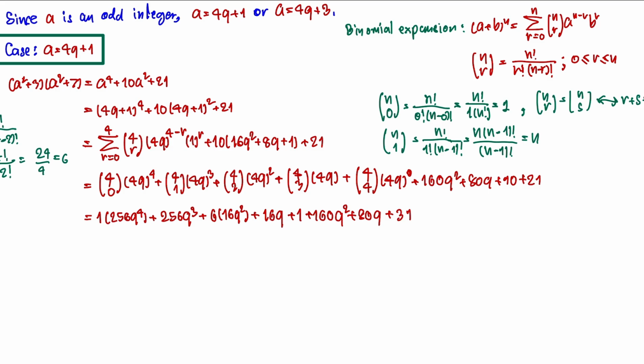Okay, so can we find the factor of 32? Or can we find 32 as a factor of this term? So let's try to simplify all the terms. So we're gonna have 256q to the 4 and 256q cubed plus 96q squared plus, okay, 16q plus 80q. So you've got 96q plus 160q squared plus 32.